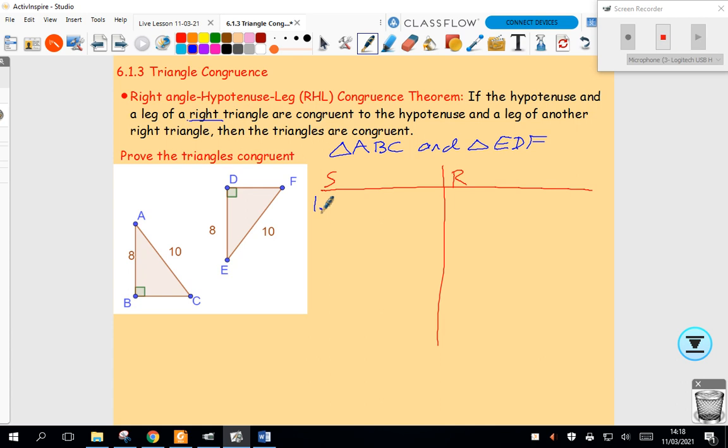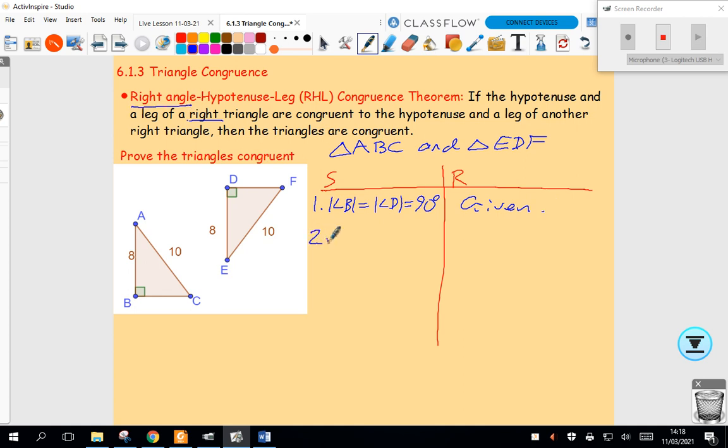Statement number 1. Well, the first thing, the angle B is equal to the angle D, which is equal to 90 degrees. So that's given. So we know we're dealing with a right angle triangle.